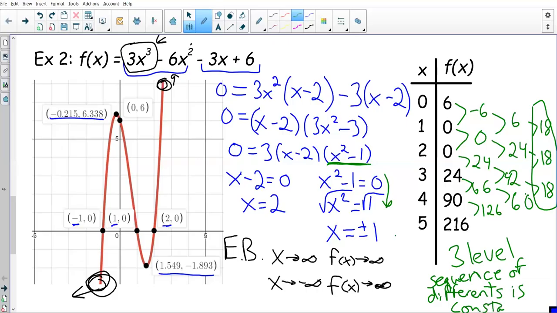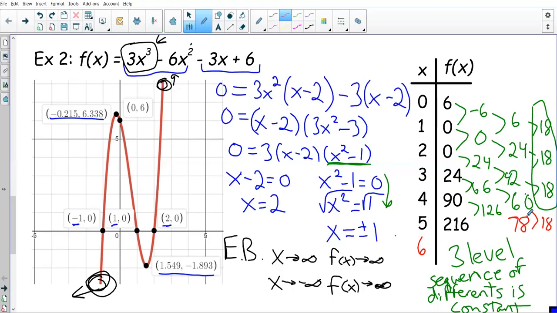And so what I can use that for, I had mentioned this earlier, what if I want to know what f of x is equal to when x is equal to 6? Well, I can work my way down there because I know the next number along in the second level sequence of differences is going to be 18 more than 60.